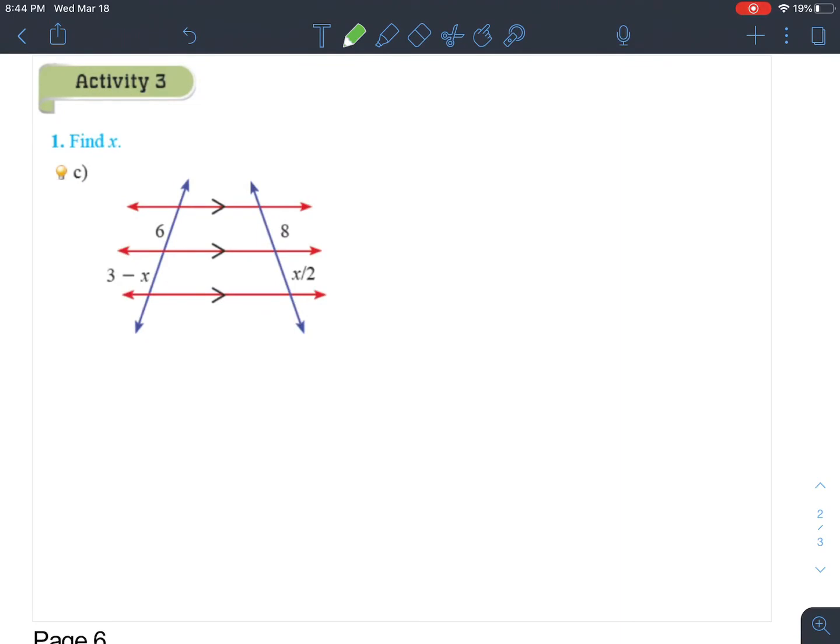So kind of like what we just did in the last example, you're going to need to set up ratios. Go ahead, pause the video, and try this, and when you are done, then start up the video again, and I'll show you how to do this.